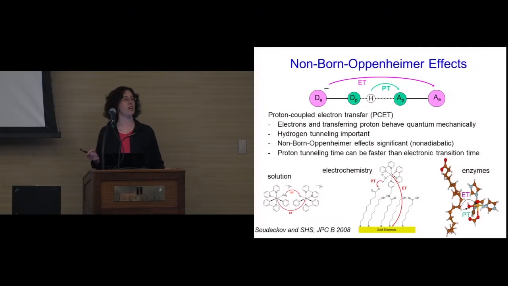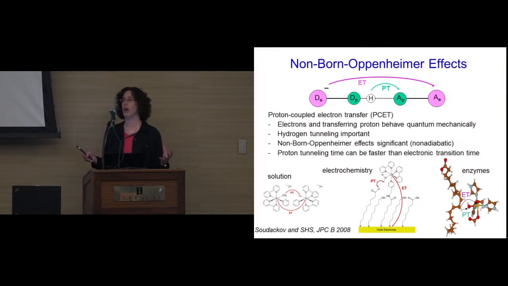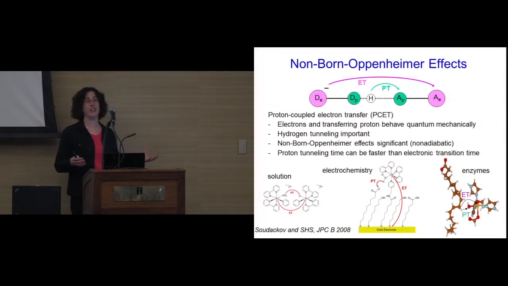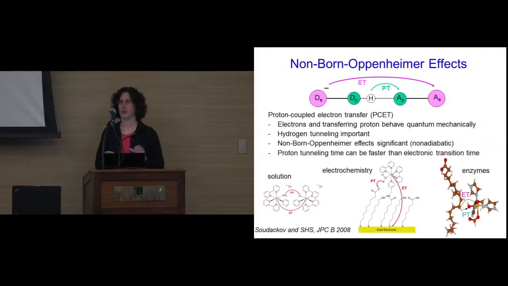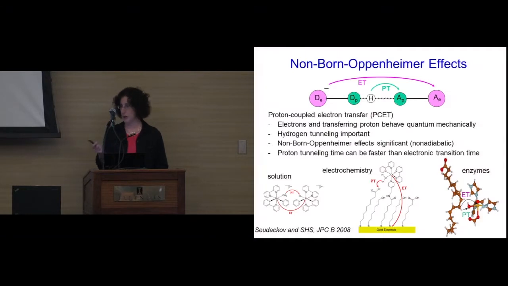These are often called non-adiabatic effects, so non-adiabatic effects between the electrons and the proton. That's what's of interest to us. And what we've shown is that in these kinds of reactions, the proton tunneling time can actually be faster than the electronic transition time. So this is the opposite of the Born-Oppenheimer approximation. We can't just assume the electrons are responding instantaneously to the nuclei, because we're not in that regime. And this is not some sort of exotic type of reaction that only occurs in very special situations. In fact, it occurs in solution, in electrochemistry, and in enzymes. It actually occurs in many, many different places.